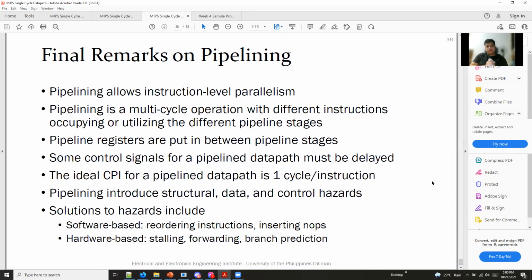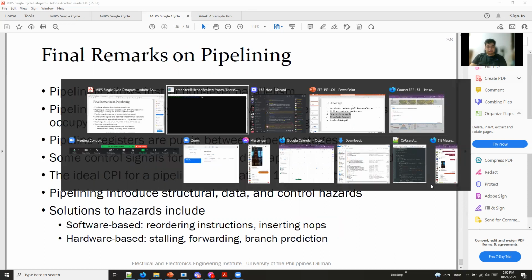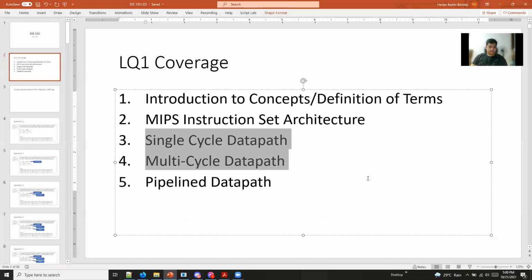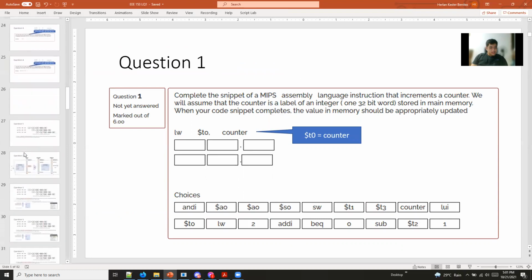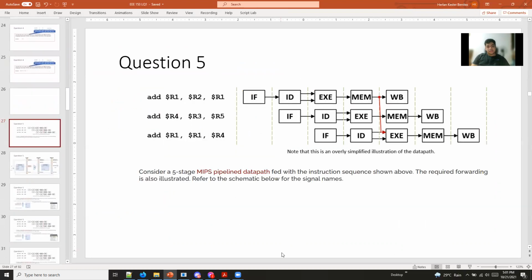So, your major problem with pipelining is the hazards. And actually, that is the main coverage of the extra questions here. For example, here in question 5, consider a 5-stage MIPS pipeline data path fed with the instructions above.